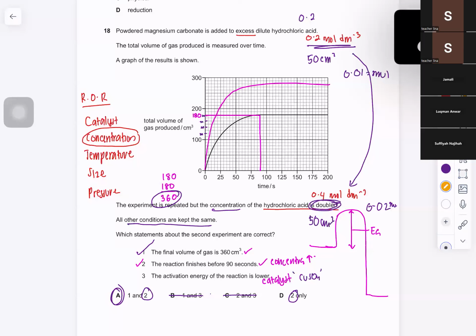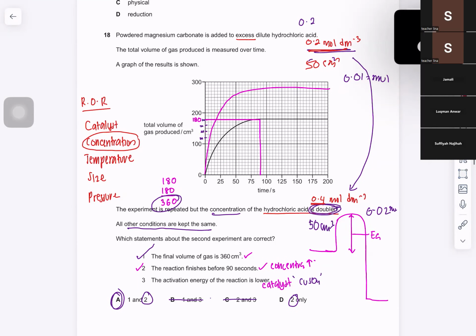Kalau concentration, dia kata the experiment repeated, concentration of the hydrochloric acid is double tau. Okay. So, dibayangkan ni contoh 0.2 mol, 50 cm cube. Tapi dia kata the concentration of the hydrochloric acid double. So maksudnya kalau 0.2, atas ni 0.2, bawah ni 0.4. Betul tak? The volume still same sebab dia kata all condition dia sama. So I ambil 50 cm cube, this one 50 cm cube. Betul? Betul. Okay, alright.